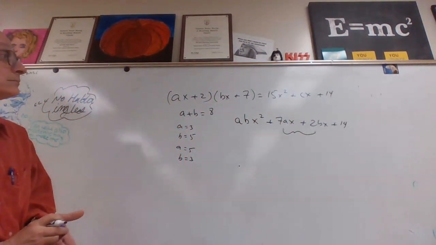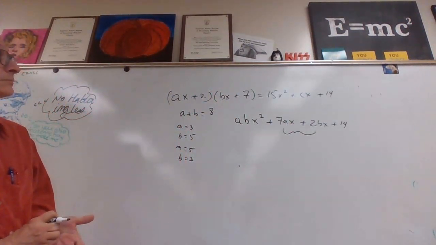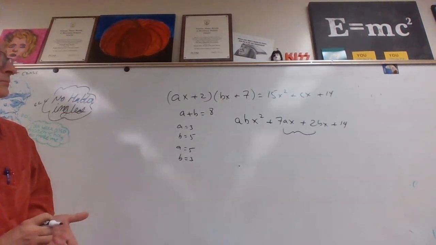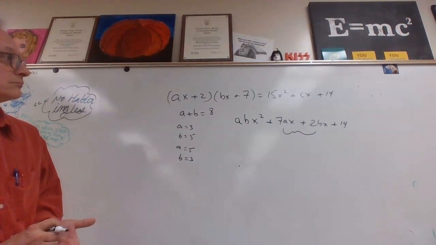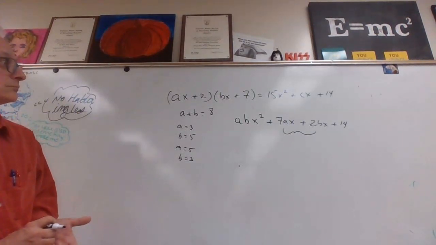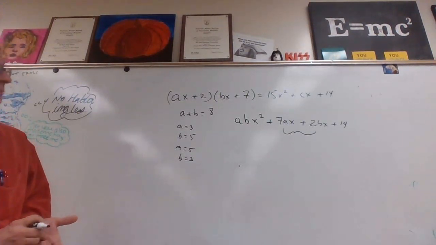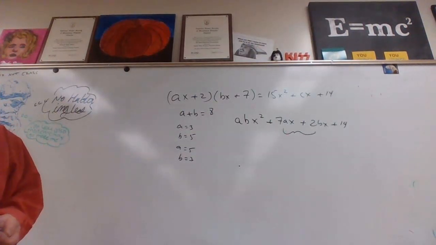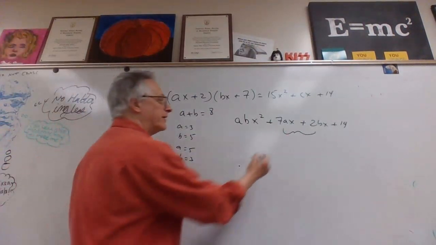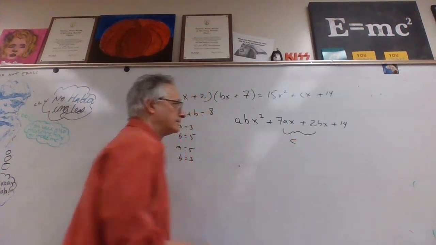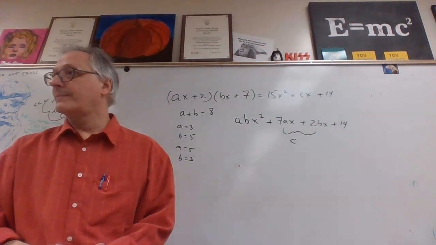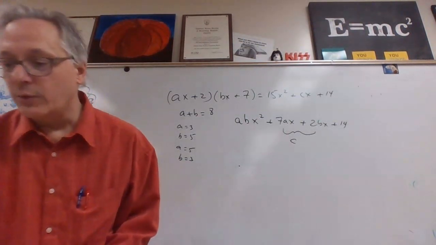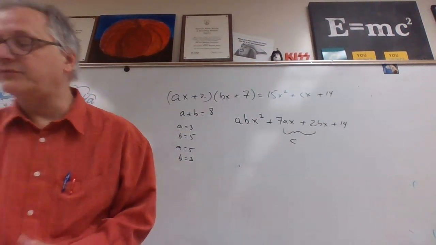It's 14 on both sides, so they go away. But we're interested in possible values of C. The question is, what are the two possible values for C?